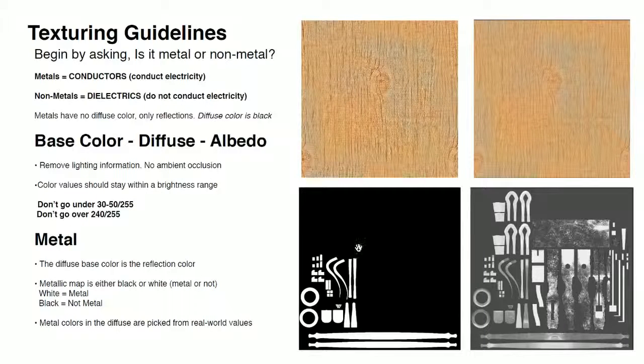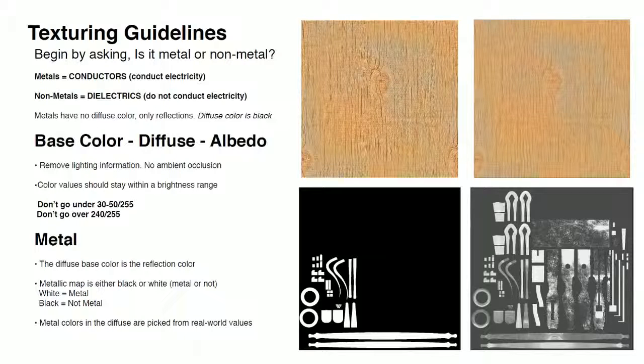Okay, and so we have this metal map here. Now over here we're looking at a gloss map, but this is our metal map. The metal map is either black or white. It's either metal or not. It's very binary, very contrasty. It's either on or off, white or black. So again, white equals metal, black equals not metal, and a metal map should look like this. Again, very contrasty.